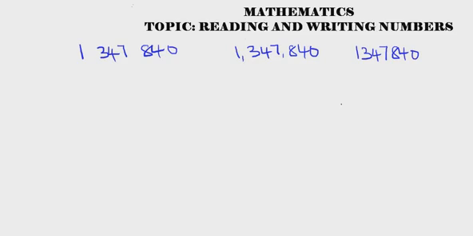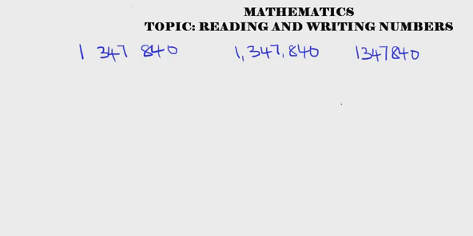Looking at the first one, we have two gaps. The gaps come after the first three digits from the right. The first three digits that we have are 840, there is a gap. Then we have 347, another gap, and 1. The same thing when you look at the second number: 840, comma, 347, comma, and we have 1. Likewise, the third number is written without space, no gap, and no comma. We can read the same number the same way even though it is written in different forms.